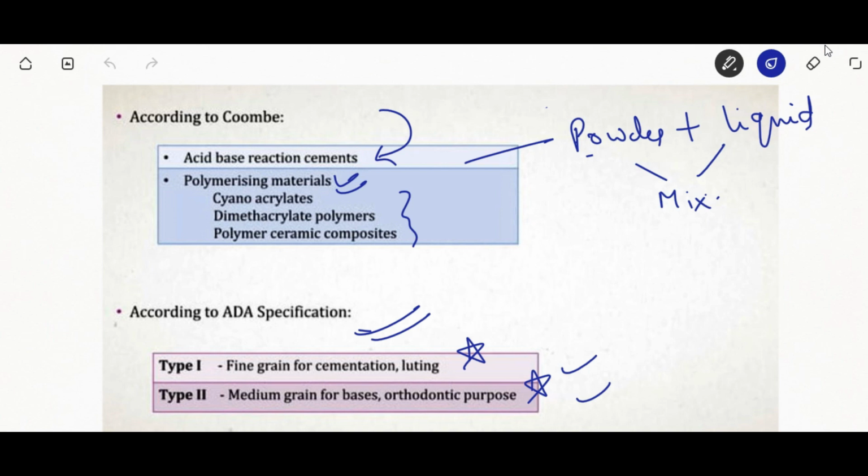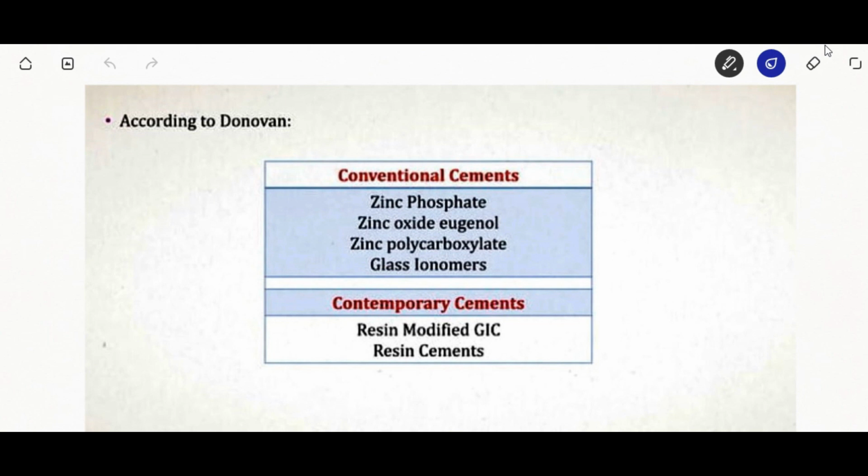We can classify the cement according to the ADA specification, type 1 and type 2. Type 1 are the fine grain that are used for cementation, luting, and type 2 are medium grain that are used for bases and orthodontic purposes. According to Donovan, the cements can be conventional cements or contemporary cements. Contemporary cements are resin modified GIC or resin cements.